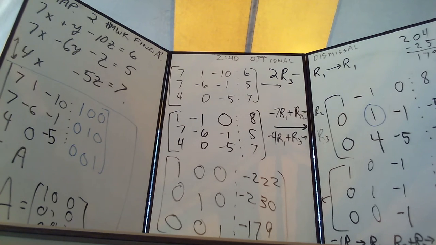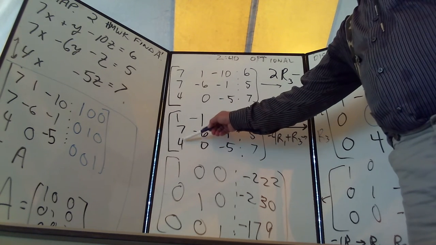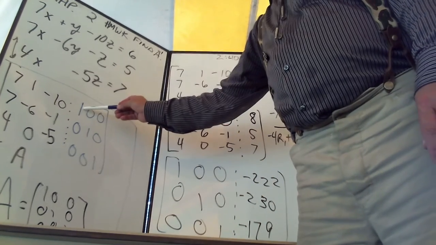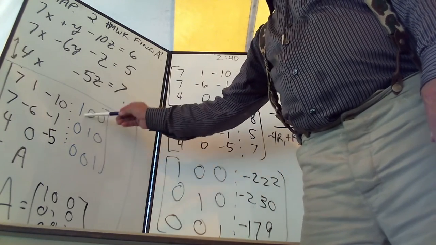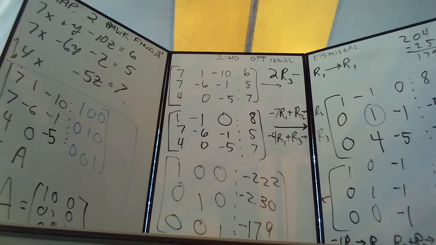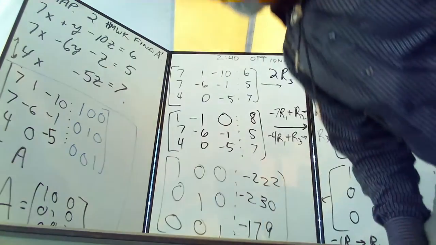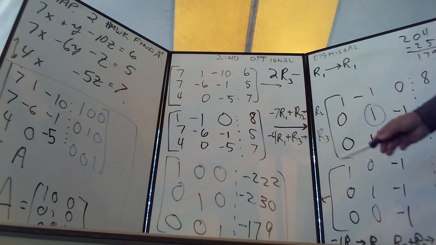So now let's try and use this 1 to cancel out the 7 and the 4. That's how we get this matrix. We get a 1 here, then we use that 1 to kill off the other numbers below to get those 2 zeros. So they call it clearing out the column.